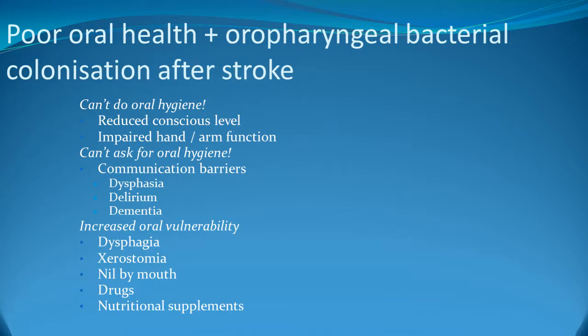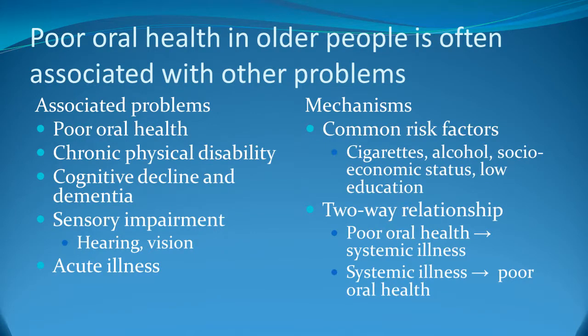Poor oral health or oropharyngeal bacterial colonization after stroke. Patients can't do oral hygiene due to reduced conscious level and impaired hand and arm function. They can't ask for oral hygiene because of communication barriers, dysphagia, delirium, dementia. Increased oral vulnerability: dysphagia, xerostomia, nil by mouth, drugs, and nutritional supplements. Poor oral health in older people is often associated with other problems.